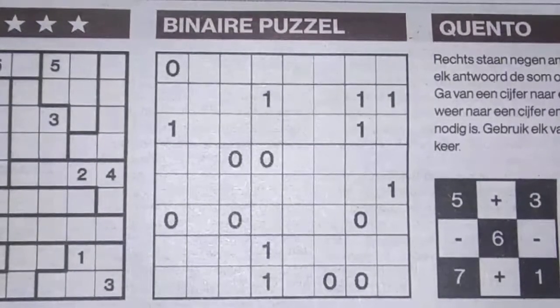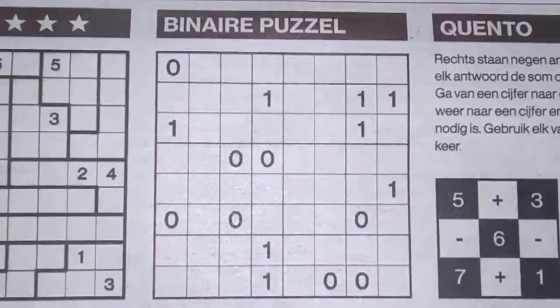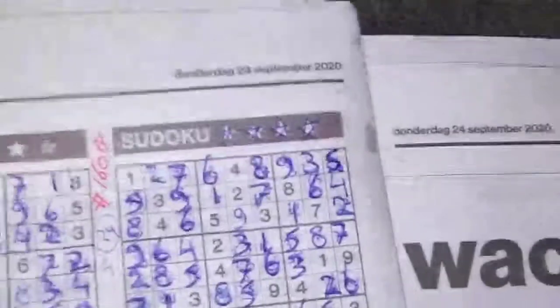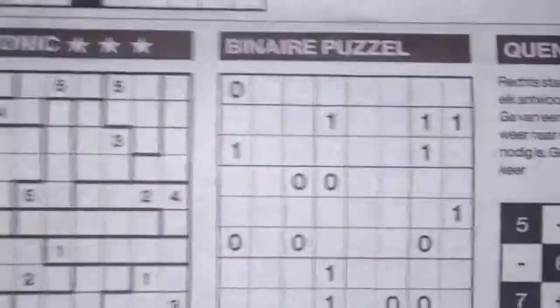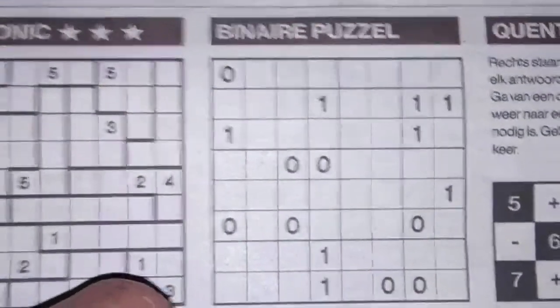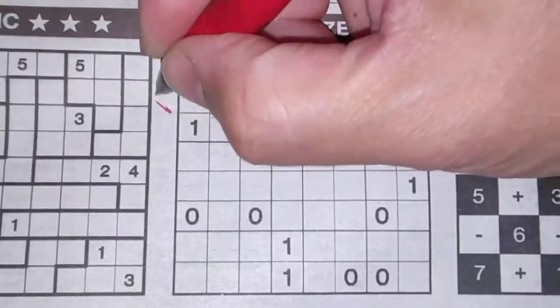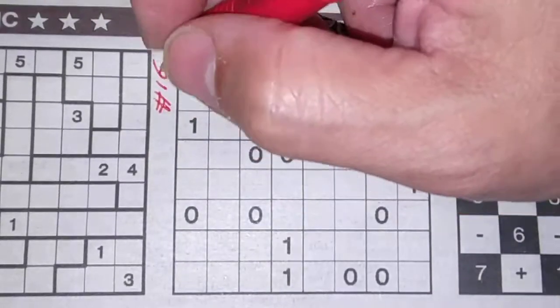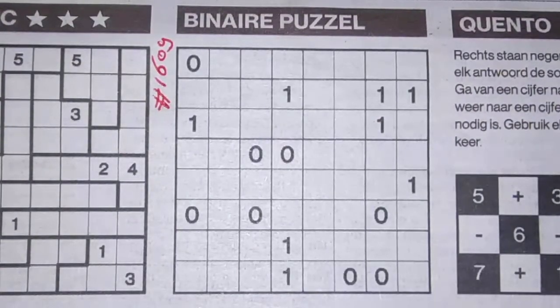Welcome back with the fifth puzzle in today's newspaper, the edition of Thursday, September the 24th, 2020. Yes, this is binary puzzle number 5, and this will be number 1609. And what kind of binary puzzle is this one?